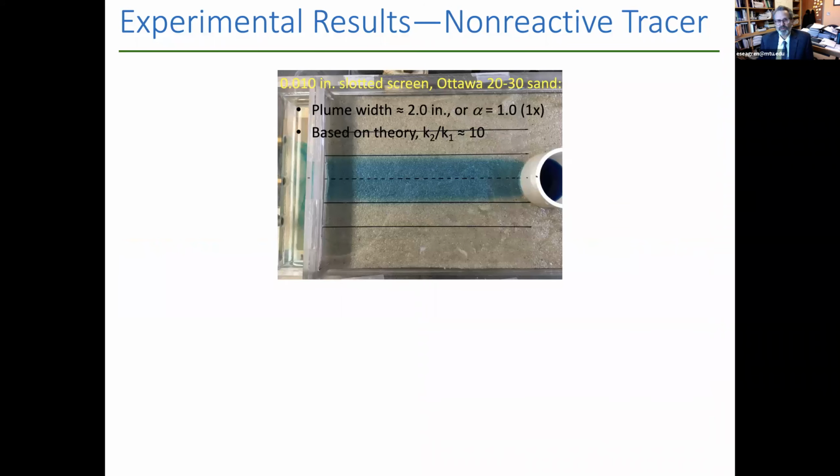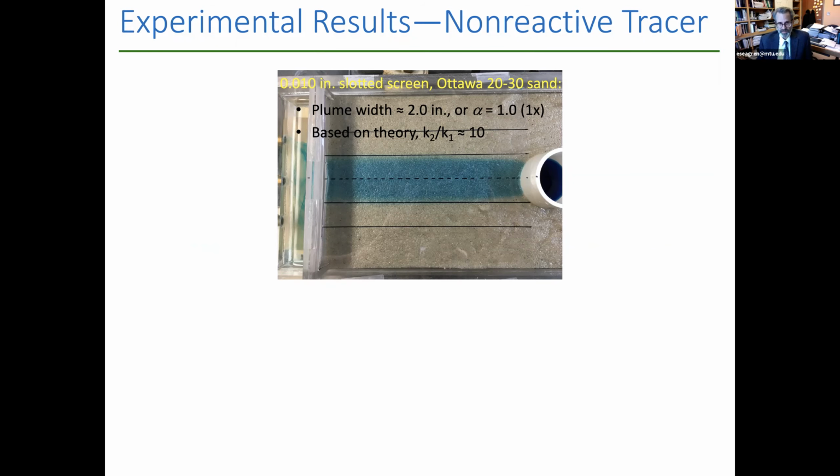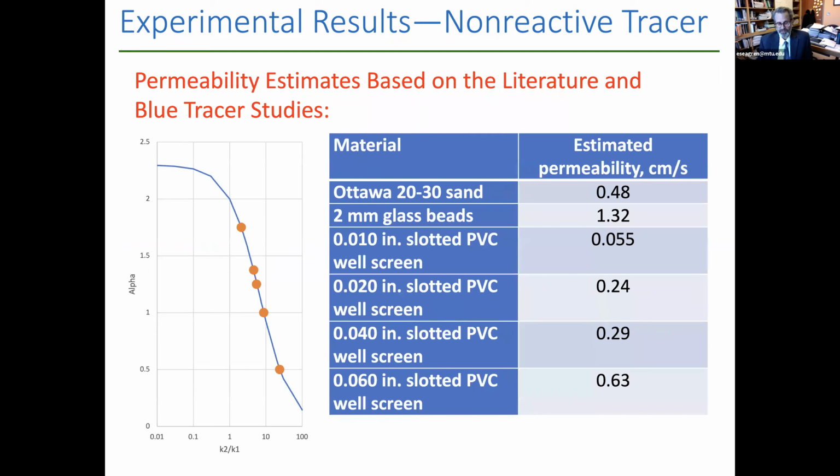And then, to confirm this, we did it with the 0.01 slotted screen and the 20/30 Ottawa sand. And you see here the effect of these relative permeabilities. In this case, we got an alpha of 1. So the plume width was about 2 inches, compared to the 2mm glass beads, where it was only 0.5 alpha. So assuming this borehole dilution theory was correct for our system, and using estimated permeabilities for the Ottawa sand and glass beads and the K2 over K1 ratios that we estimated, we were able to estimate permeabilities of the slotted well screens of the different sizes you can see here.